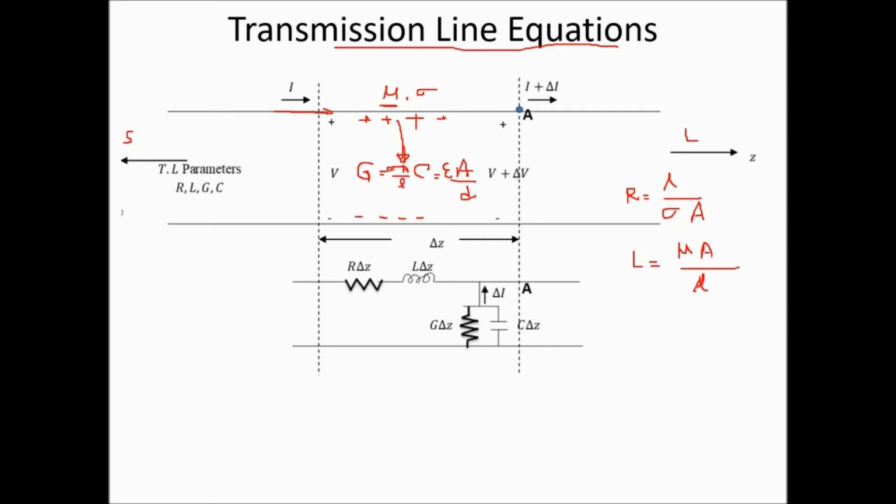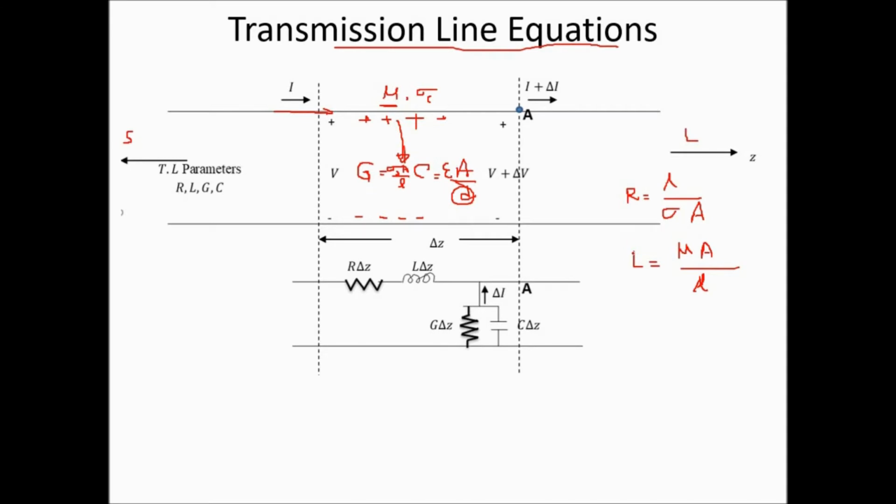But this sigma is not the same as this sigma. This sigma is for the dielectric material, and this is for the conductor. So you can write sigma C for the conductor and sigma D for the dielectric material. This A is not the same as this A. This A is the area of the dielectric substance. This D is the distance between these two cables. So you can see C and G for the dielectric material, and R and L for the resistive conductor.